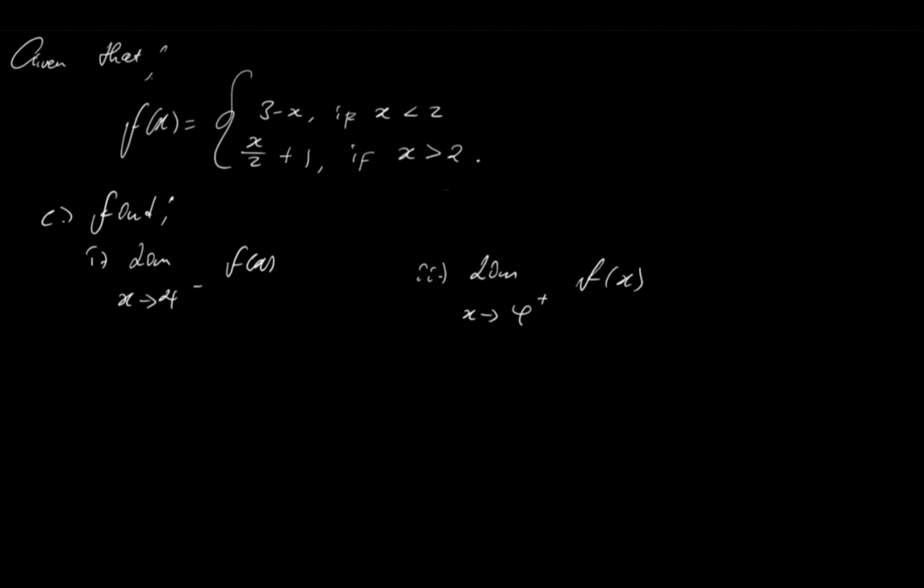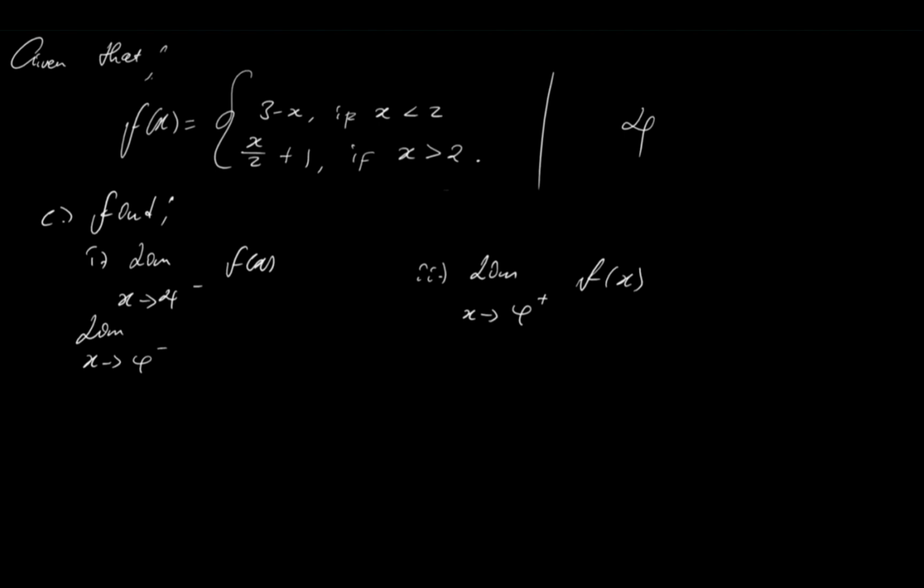So here we need to find the limit as x approaches 4 from the left hand side of f of x. So now, if you look at 4, which function gives you the left hand side of 4? Because here it's saying x is less than what? 2.